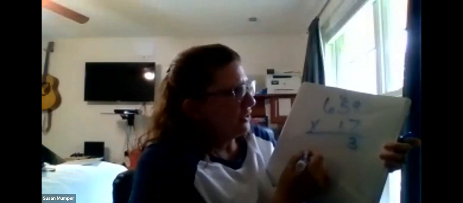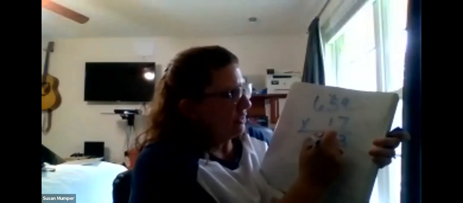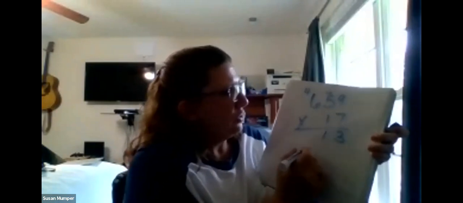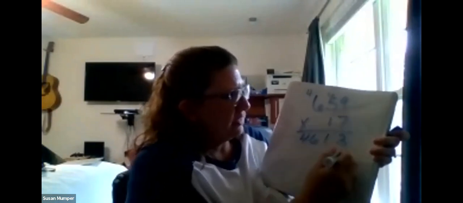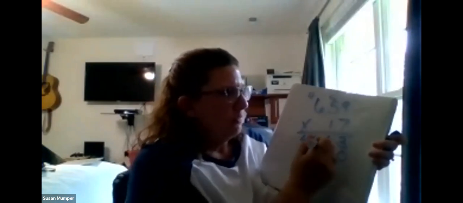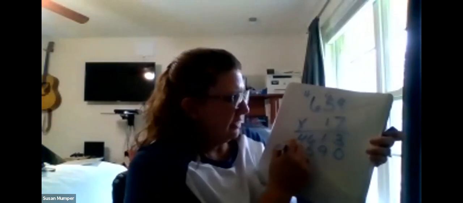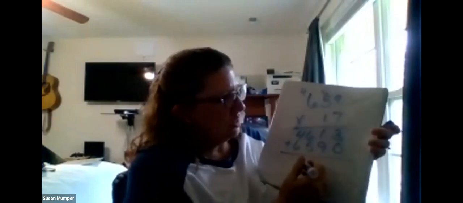7 times 9 is 63. 7 times 5 is 35, plus 6 is 41. 7 times 6 is 42, plus 4 is 46. We're finished with the ones place, so we put in a 0 place value holder. 1 times 9 is 9, 1 times 5 is 5, 1 times 6 is 6. Now we add these two products together.